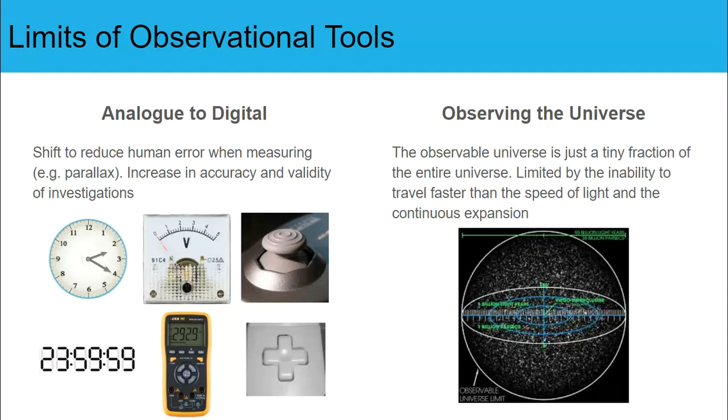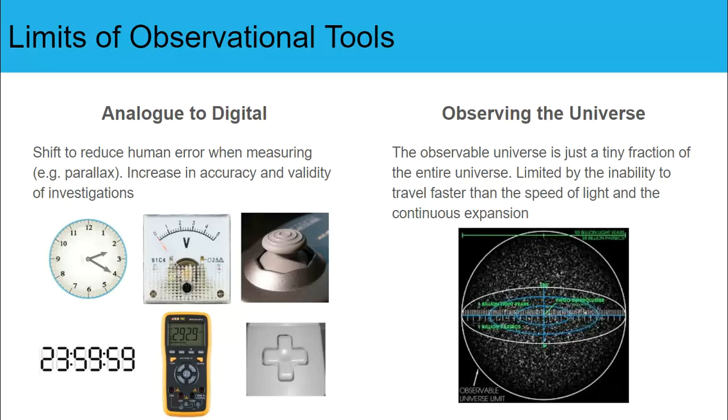So things like parallax error are actually decreased when using digital tools, and it increases the accuracy and validity of scientific investigations. So while analog technologies are still used today, there is much more weight behind information and data that comes from digital technologies. And then the next is about observing the universe.